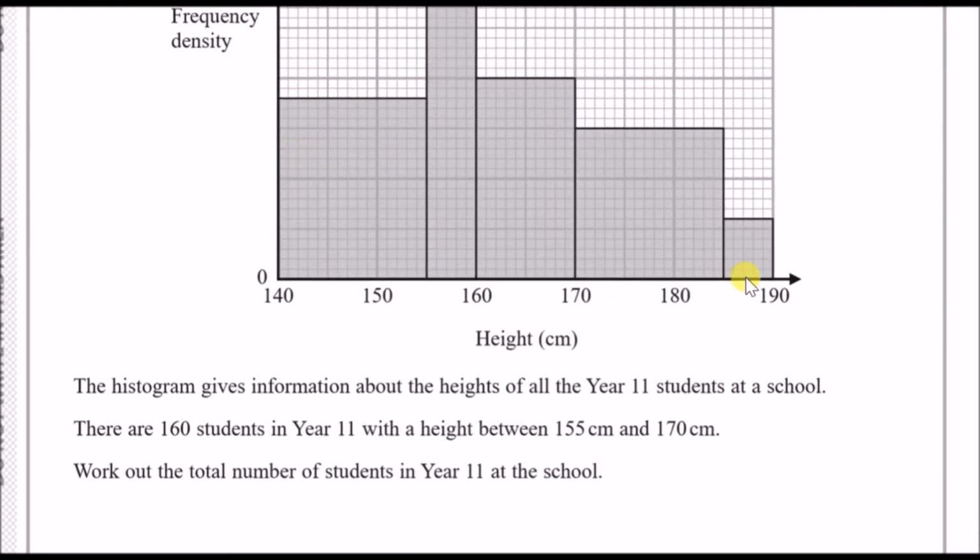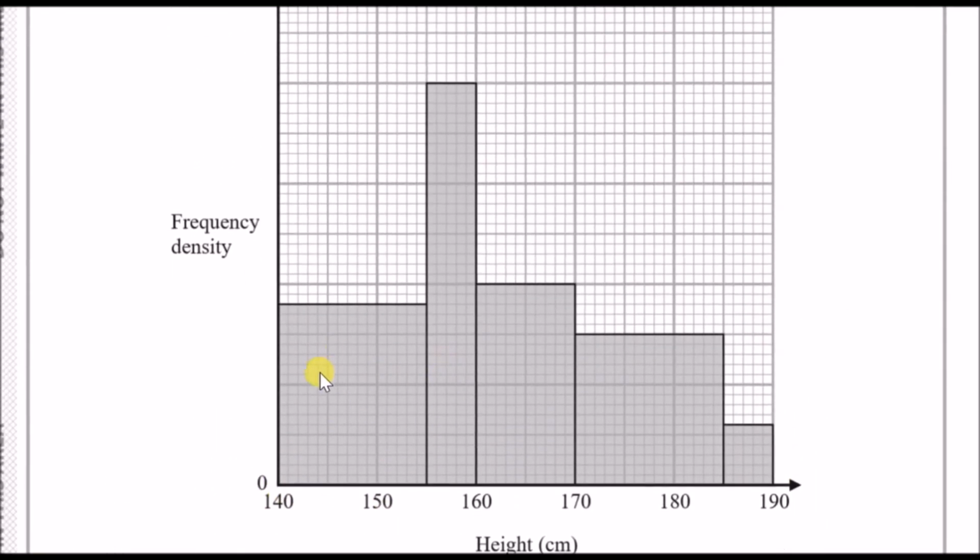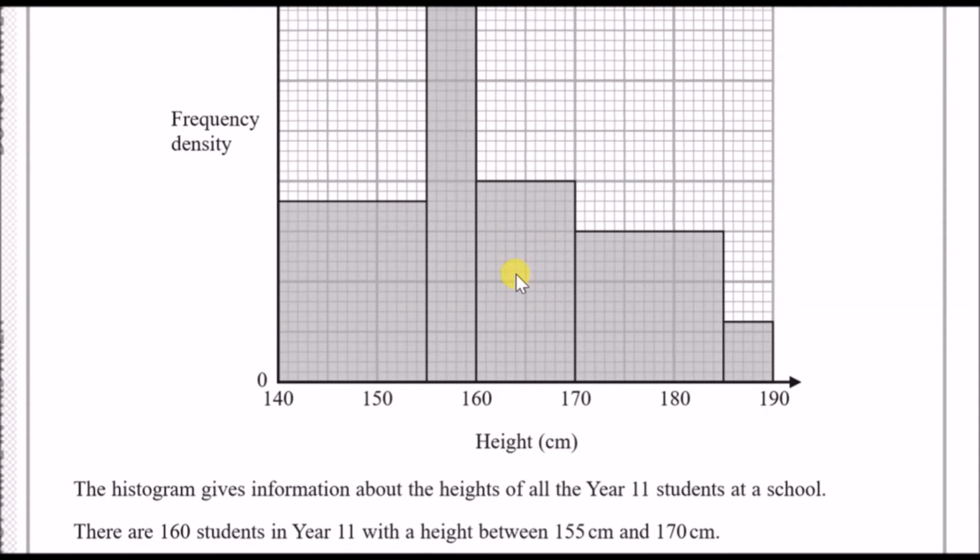All right, question 19. Okay, so they give us a histogram now. And it tells us that this histogram gives information about the heights of all year 11 students at school. All right, so you got your height between 140 to 190, and you got frequency density on the y-axis. And the area of each block would be the number of pupils or the frequency.